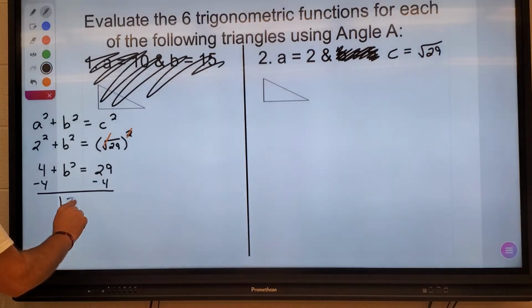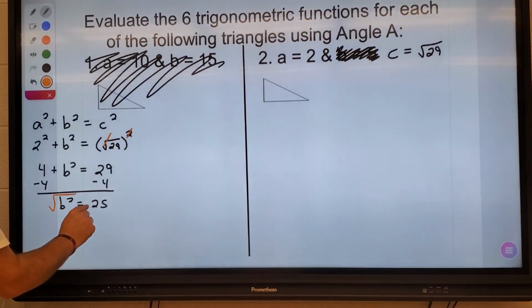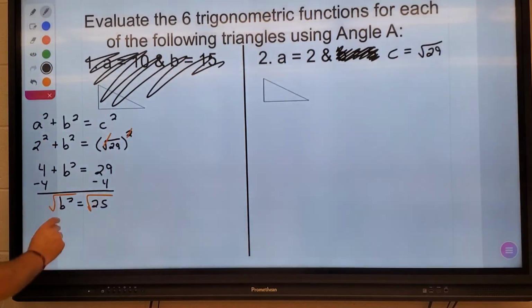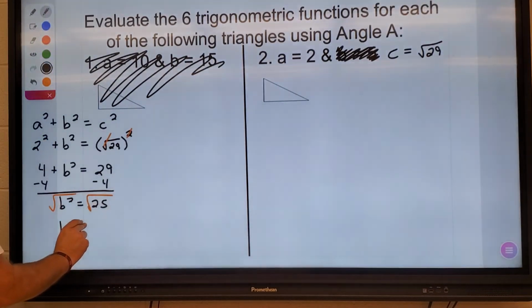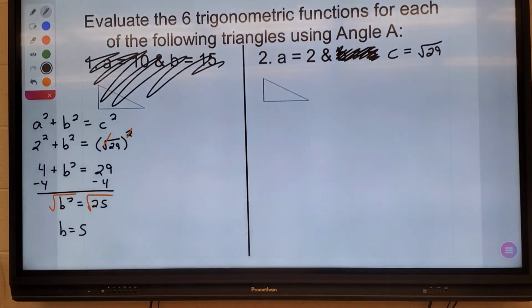B squared now is 25. And if I take the square root of both sides here, I find that b is 5. Okay, so this was the original problem that I gave anyway. However, I wanted to make sure that I showed you a case where I took the square root of something as a given value of one of the sides. Okay, you will have some cases where I do that. So make sure you pay attention to that.